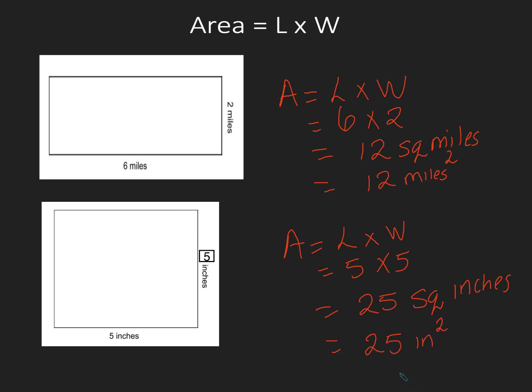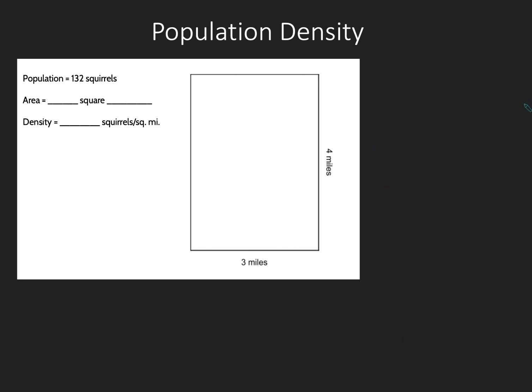So always remember that area is just the size of the surface. It is measured in square dimensions, and the reason for that is we always think about how many squares would cover the surface that we are measuring. Now let's get to the meat and potatoes of why we're here. Population density. Population density tells us how many people or a population can live in an area. So that's all it is for population density.